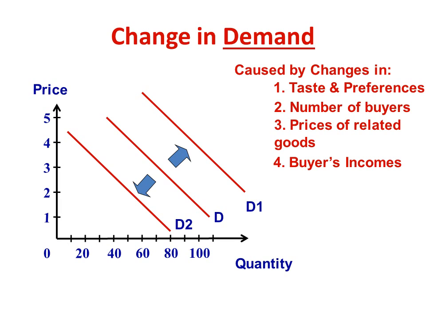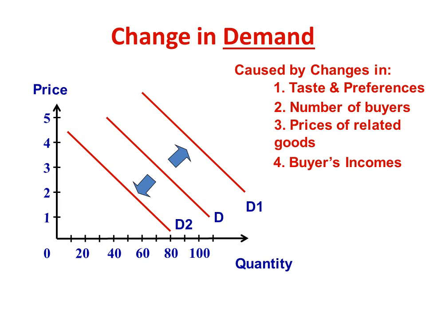So if we're analyzing the market for corn, and we assume corn is a normal good, an increase in buyer's income will shift the curve to the right, an increase in demand. A decrease in buyer's income will shift the curve to the left, a decrease in demand.